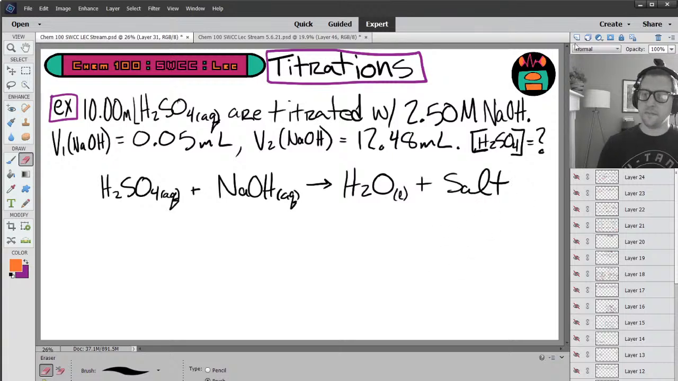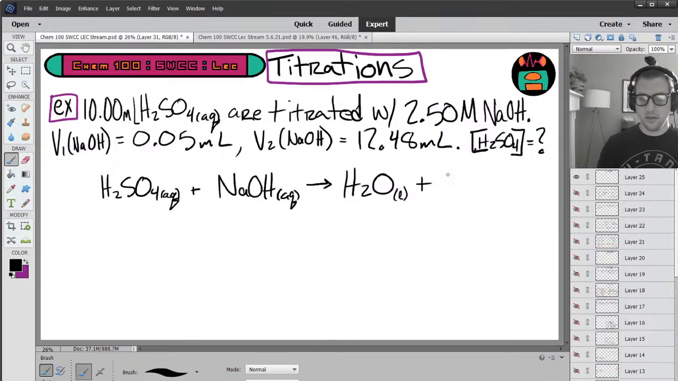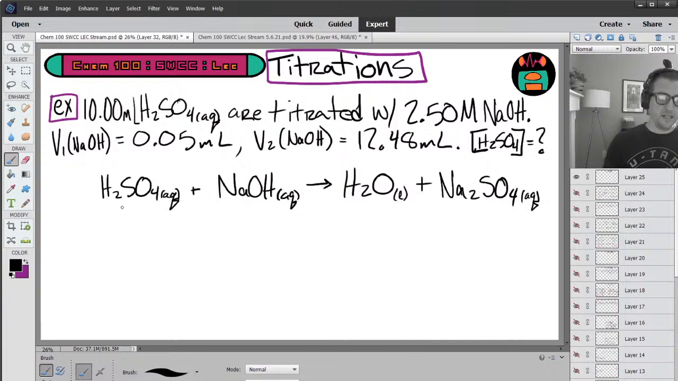All right. Oh, so now we know what the salt is. It's not just a word. We actually have a chemical formula. Now we can balance. We have hydrogen, sulfur, oxygen, and sodium on both sides of the chemical equation.